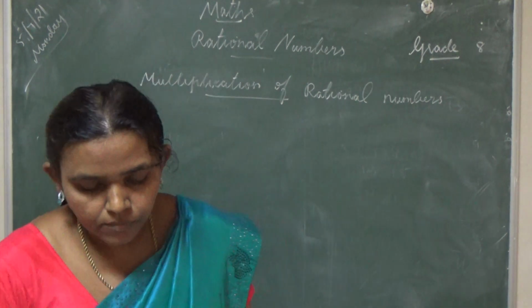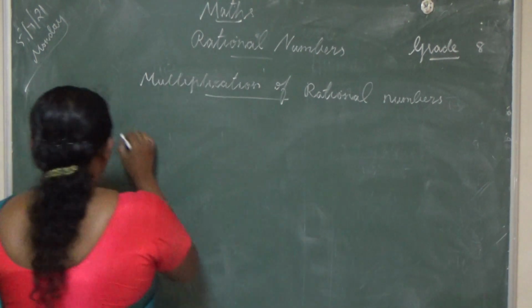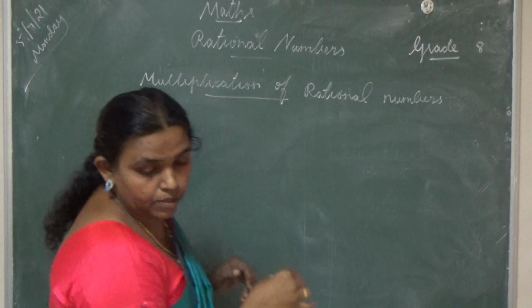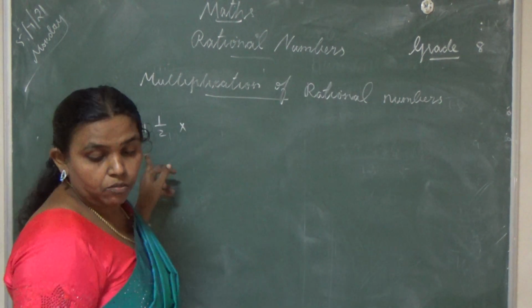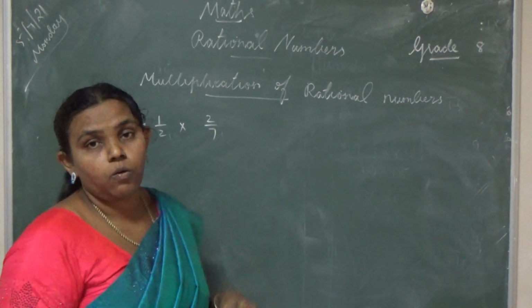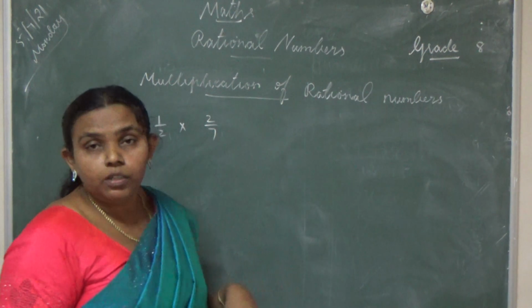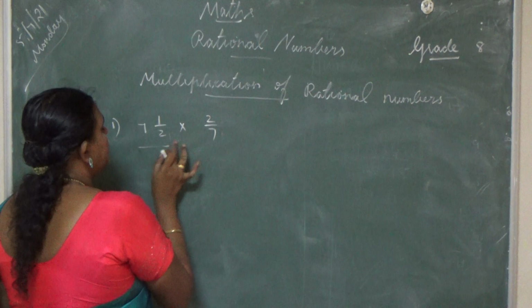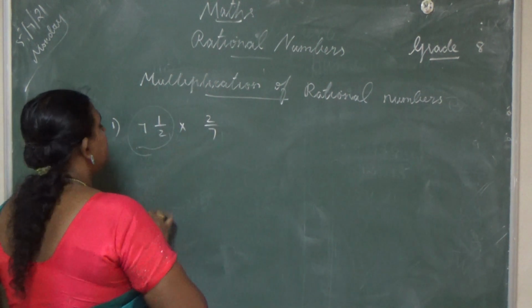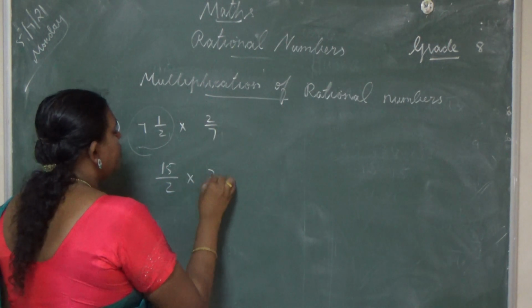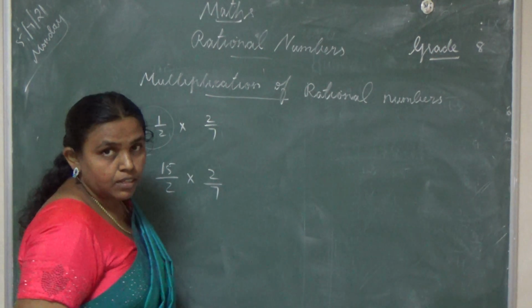Okay. So one problem I have: 7 1 by 2 into 2 by 7. 7 1 by 2, what is this? This is a rational number, a mixed number. So 7 2s are 14 plus 1, 15 by 2 into 2 by 7.